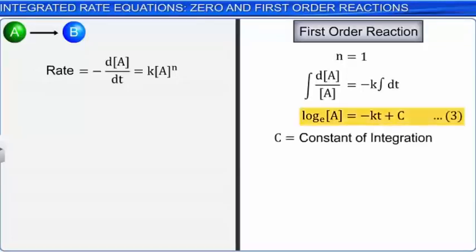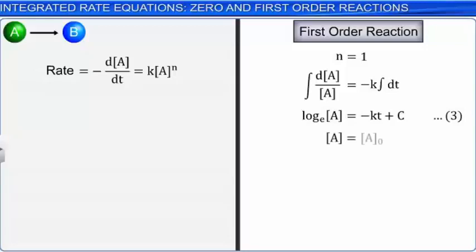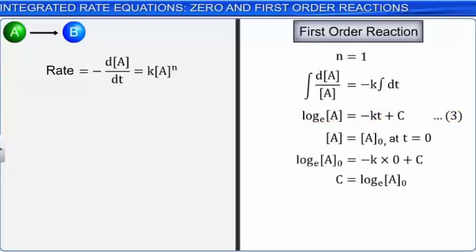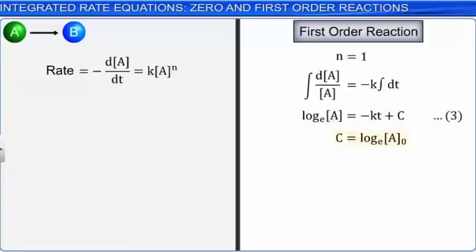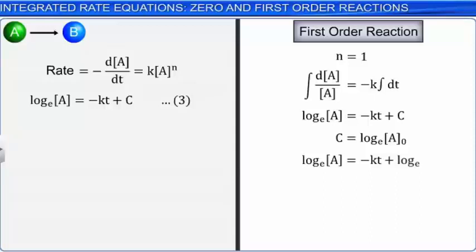Let this be equation 3. Let the concentration of reactant A be A0 at time t is equal to 0. Substituting the value of A0 at time t is equal to 0 in equation 3, we get C is equal to ln[A0]. Substituting this value of C in equation 3, we get ln[A] is equal to minus k multiplied by t plus ln[A0]. Let this be equation 4.